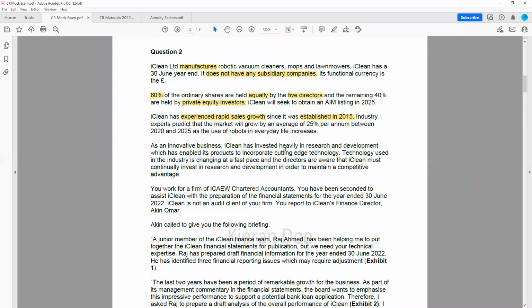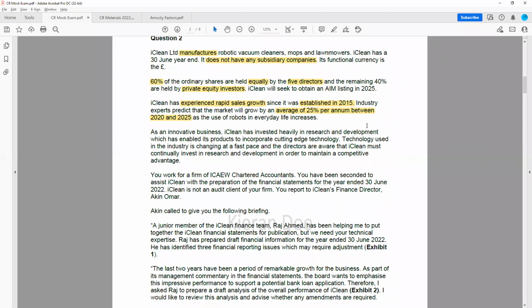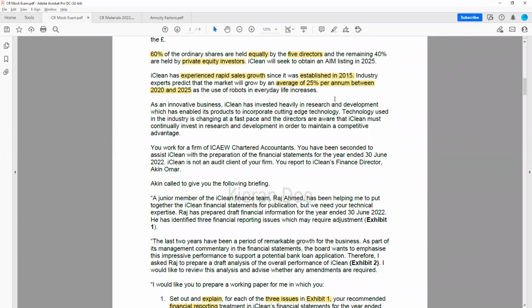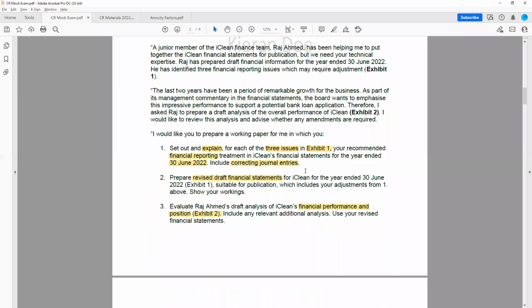Industry experts predict that the market will grow by an average of 25% per annum over the next 5 years, or between 2020 and 25, as the use of robots in everyday life increases. So this might be relevant when we're looking at the performance of the business, because we're told that the market is expected to be growing at 25% per annum. So that's something we could benchmark the company's performance to. But again, that's going to be more relevant for the later part, so I wouldn't think too much about that now. Maybe just highlight it and think, oh yes, I'll definitely be using this for that part.